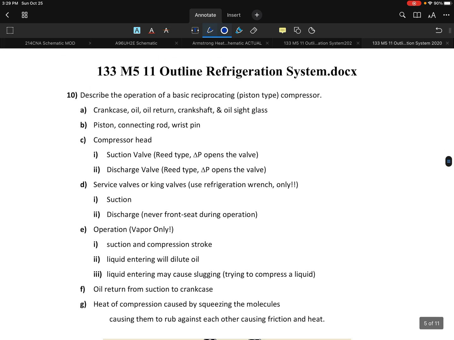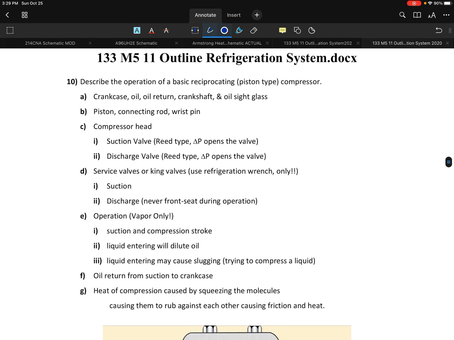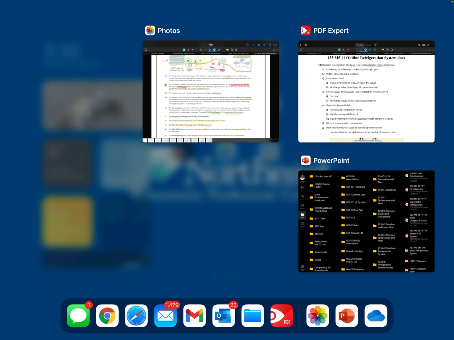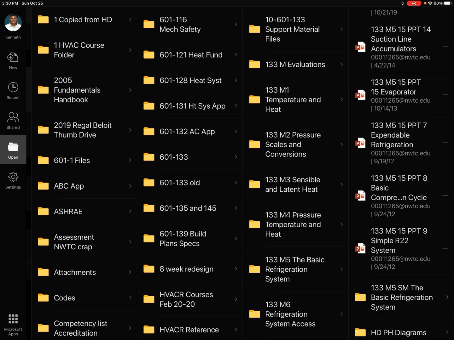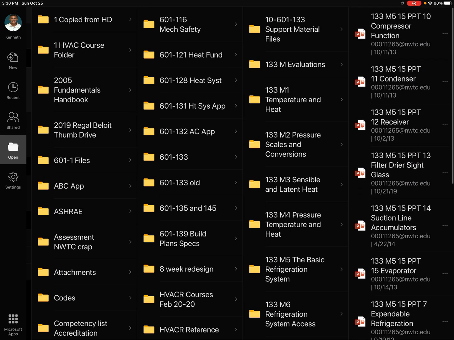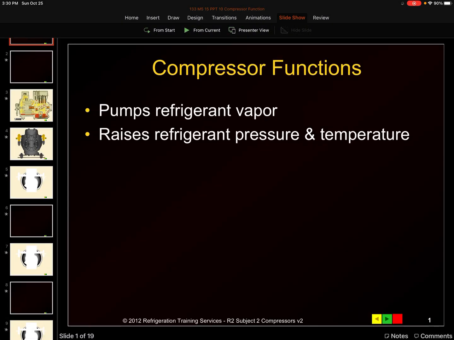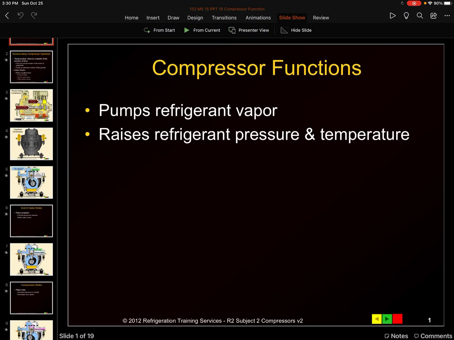We're going to look closer at some of the details of these parts and pieces, specifically of a recip compressor, a piston type compressor. So I'll pull up the PowerPoint related to that, and we'll delve into this. In the lecture materials, we have item number 10, which is the compressor. So I'll open that one up, and there we go.